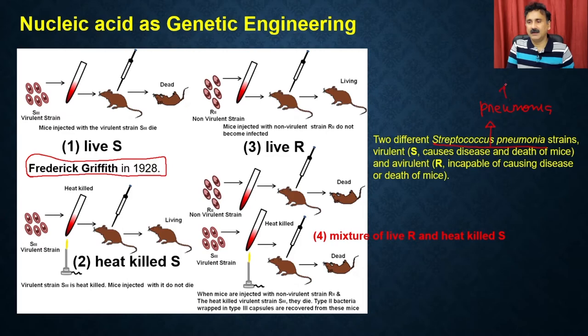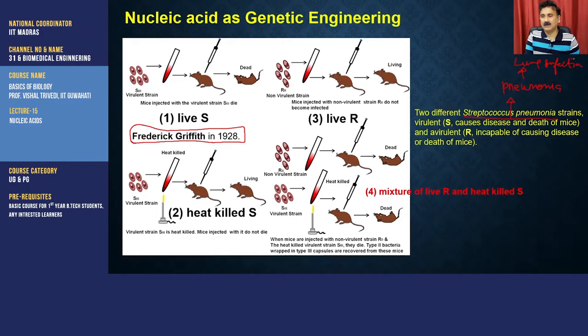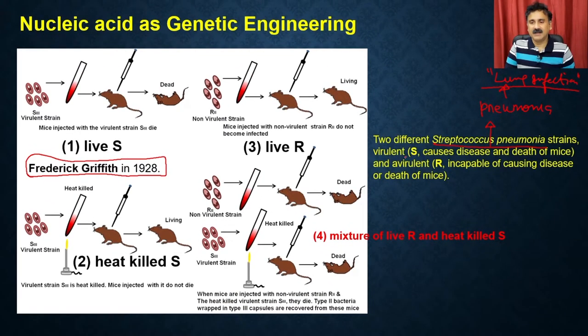So pneumonia is a lung infection, right? It is a lung infection disease, and it is actually lethal if it is not treated, because it is going to destroy the lungs, and that's how the person will not be able to breathe. So what he did is he took two different strains of this Streptococcus pneumoniae. One strain is called the S strain, which causes the disease and the death of the mice.